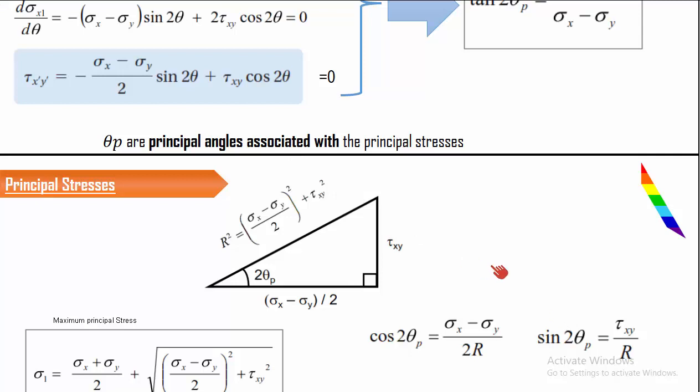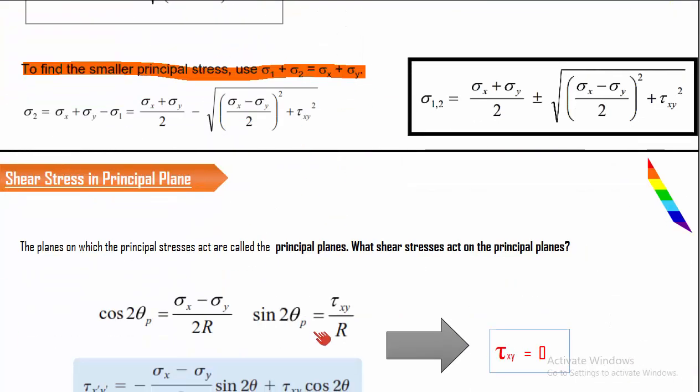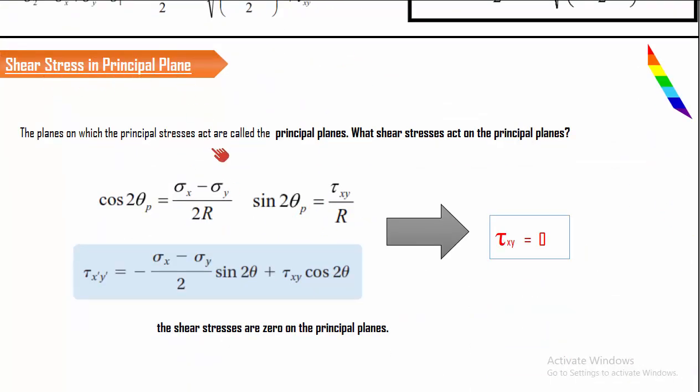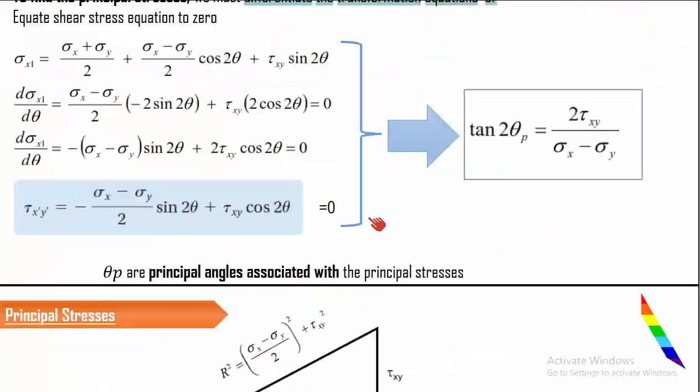When you substitute it here, these two terms are going to get cancelled out and you are going to get the value as 0. If you substitute (sigma x minus sigma y) divided by 2r here and here, these two terms will get cancelled out and the answer is going to be 0. That is how you can easily prove that the shear stress acting on the principal plane is 0. So I have already combined everything in the first definition itself.